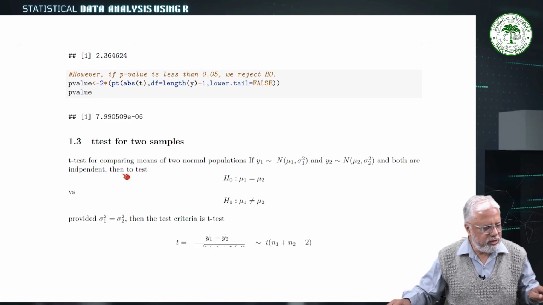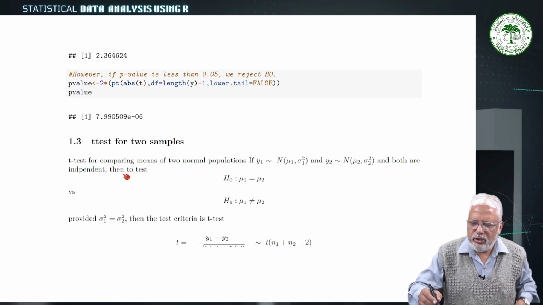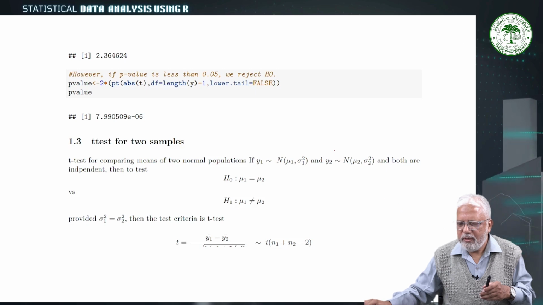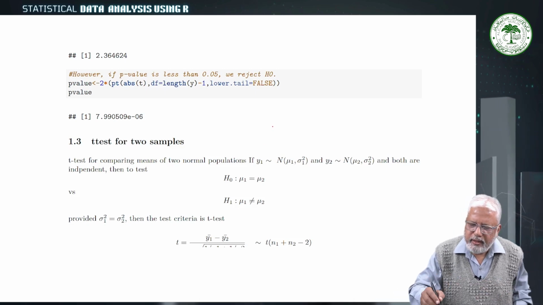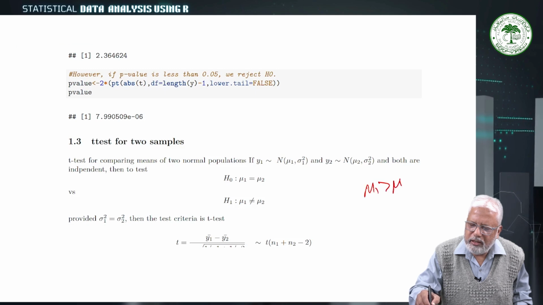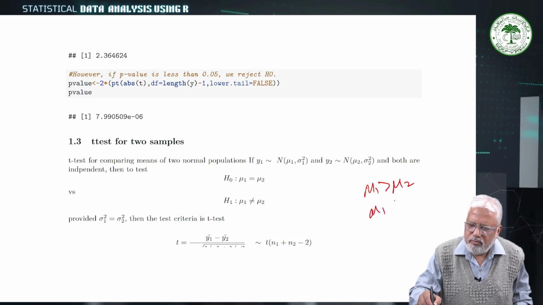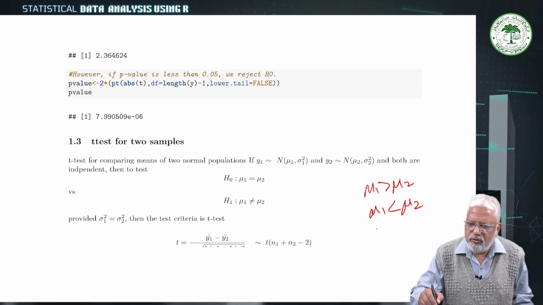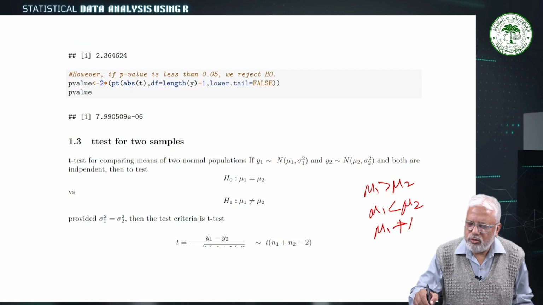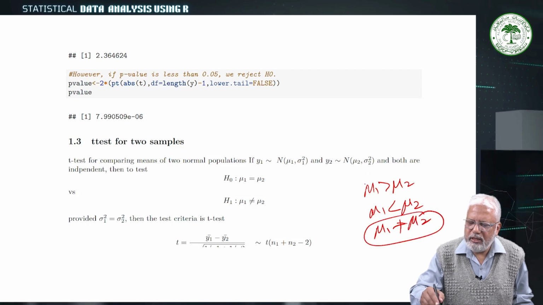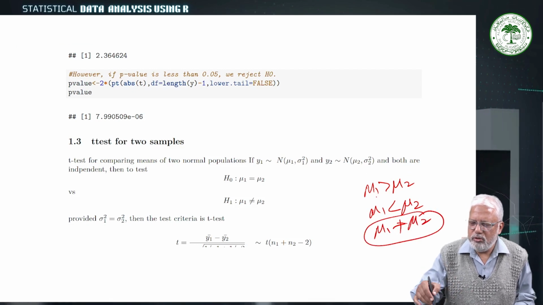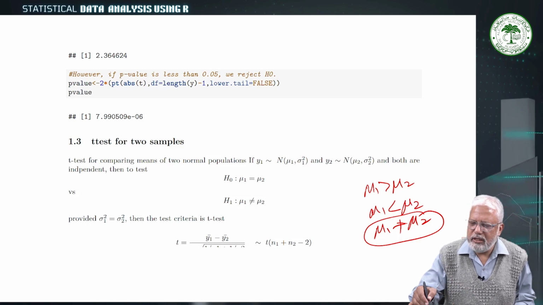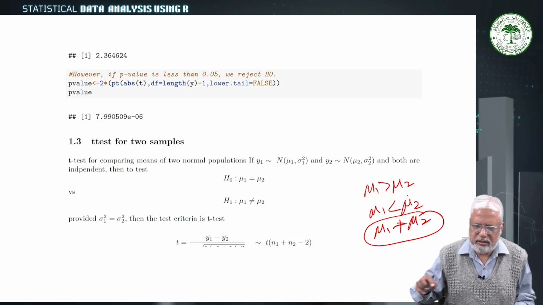See, not equal to mu2 means what? Not equal to mu2 means mu1 could be greater than mu2 and mu1 could be less than mu2. Both the situations are combined together and we are writing mu1 is not equal to mu2. So, this whole statement can be written like this. It is a both-sided test, because it can be greater than and it can be less than. So, that is why it is termed as a two-sided test.